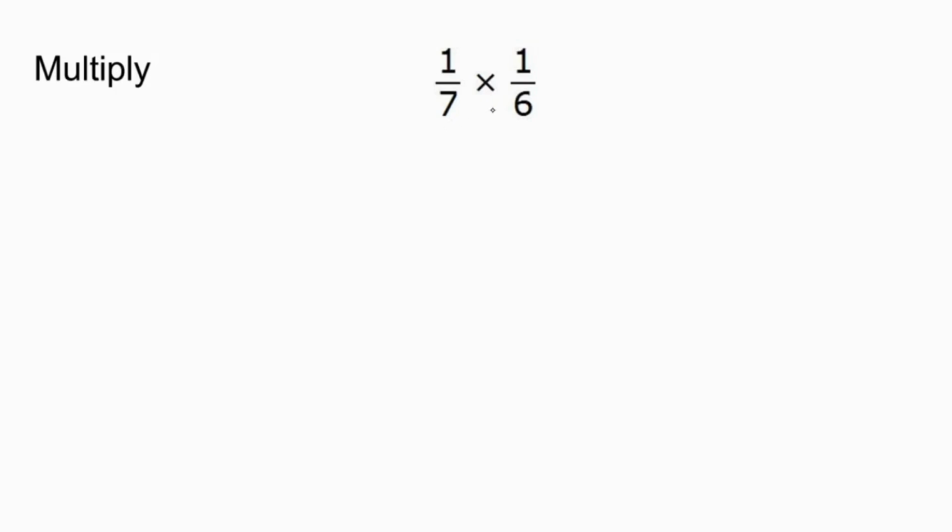Multiply 1/7 times 1/6. Whenever you multiply two fractions together, you multiply the numerators, multiply the denominators. So multiply straight across the top. 1 times 1 is 1. Multiply straight across the bottom. 7 times 6 is 42. So our final answer is going to be 1 over 42.